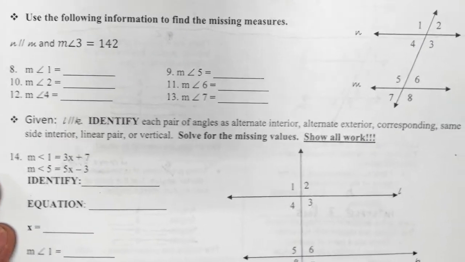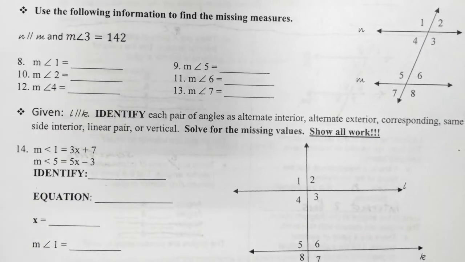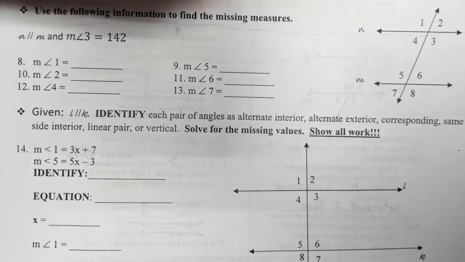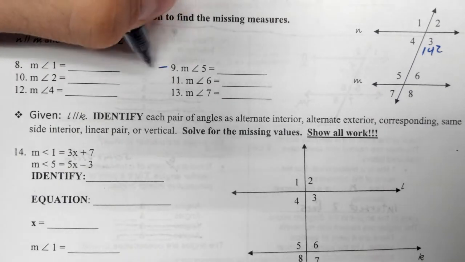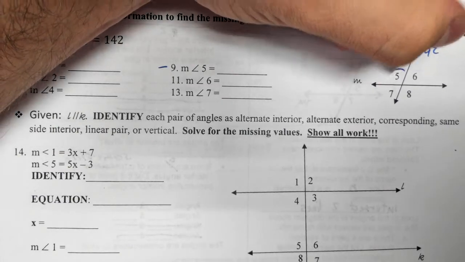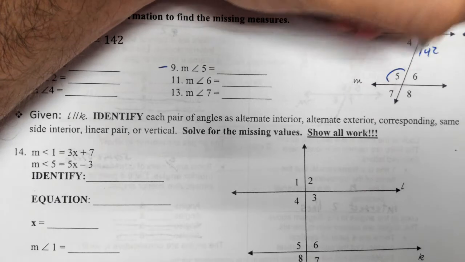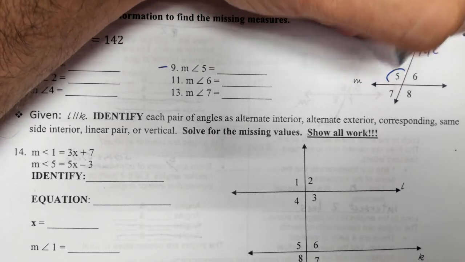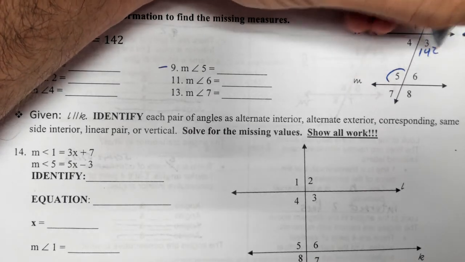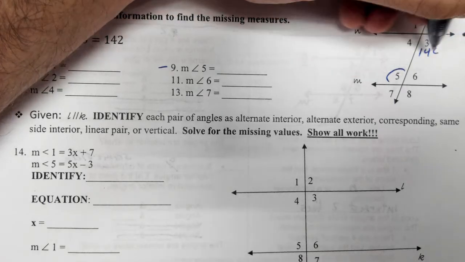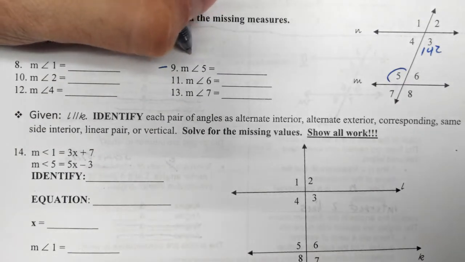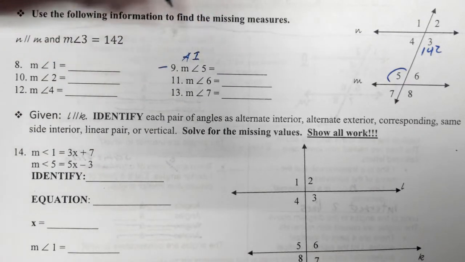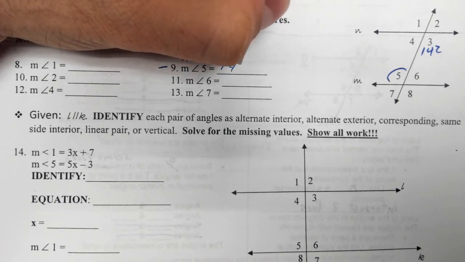Awesome. Next section. Here on this section, we're told the angle 3 is 142. Again, doing the odds. Number 9, we're asked about angle 5. What is angle 3 and angle 5's relationship? 3 and 5 are alternating across the transversal. They're not on the same side, and they're both on the inside. So they're alternate interior, and alternate interior angles are congruent. So that would also be 142.